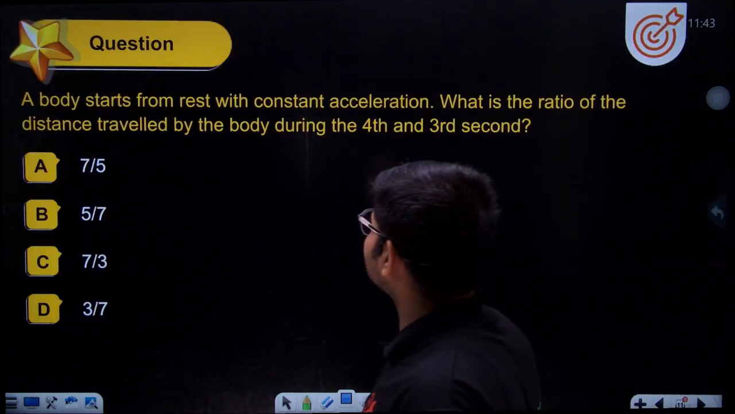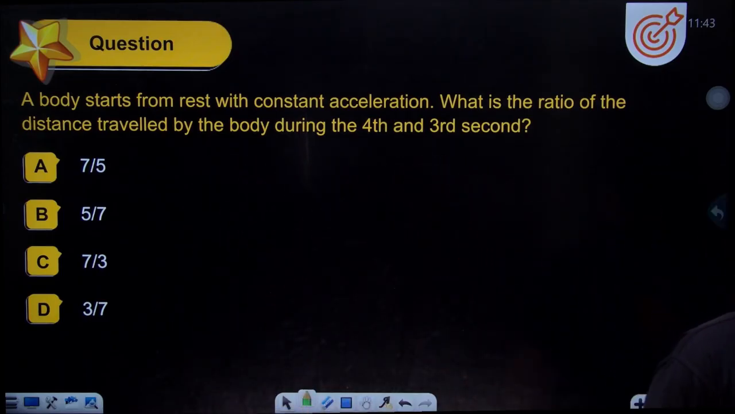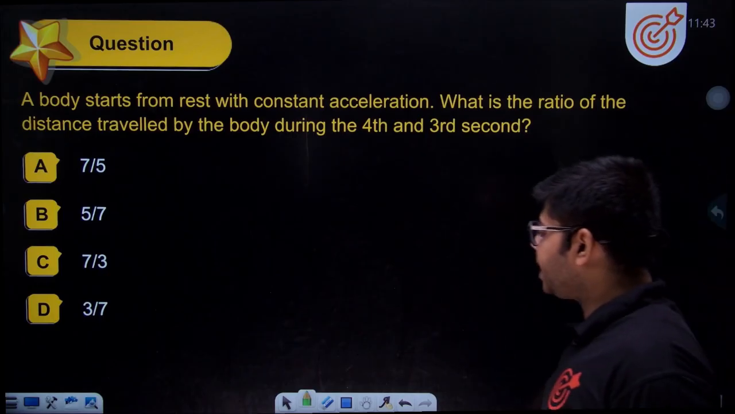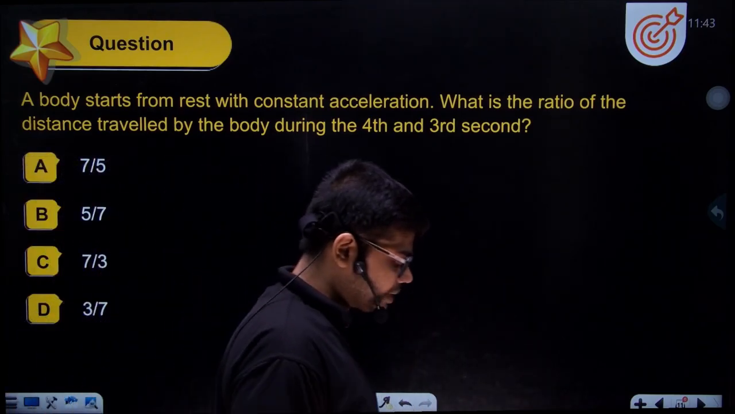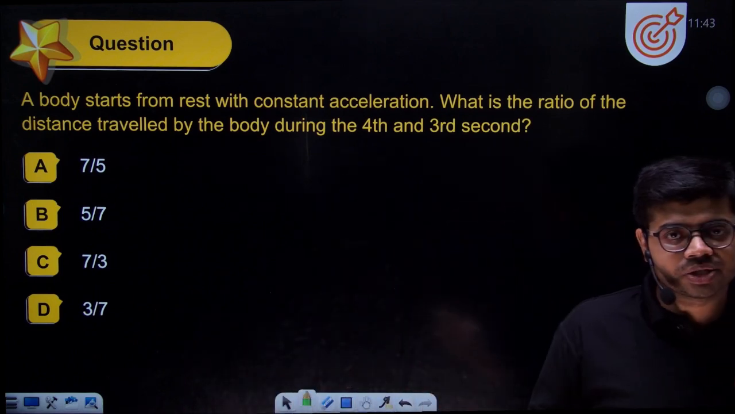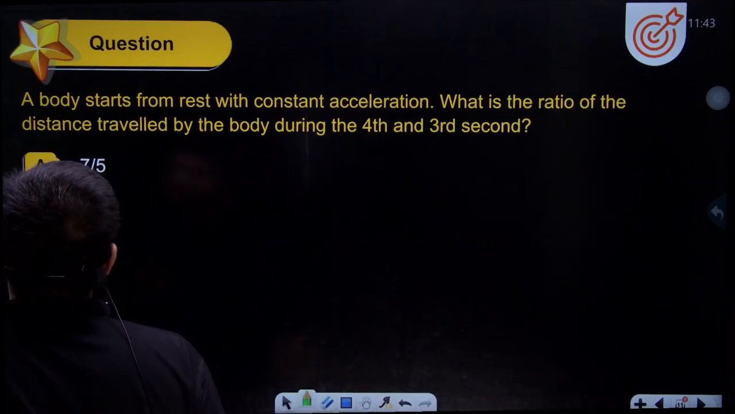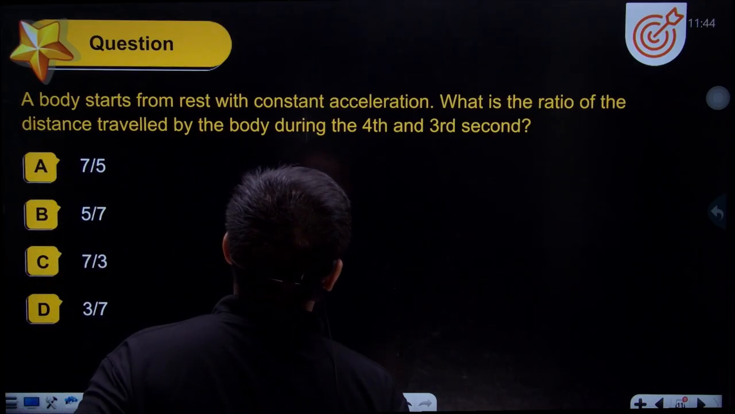Right. Now let us solve a question. So you please read the question and then we are going to solve it. Okay. So it is saying that a body starts from rest with constant acceleration. So your acceleration is constant, and the body is starting from rest with constant acceleration. What is the ratio of the distance traveled by the body during the 4th and 3rd second?